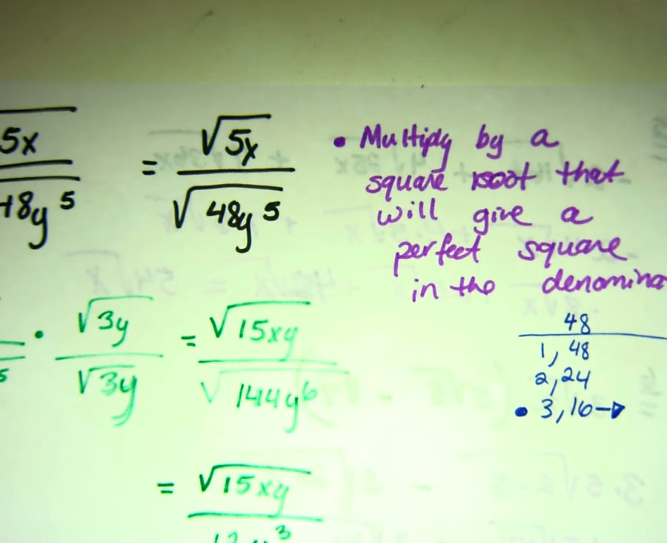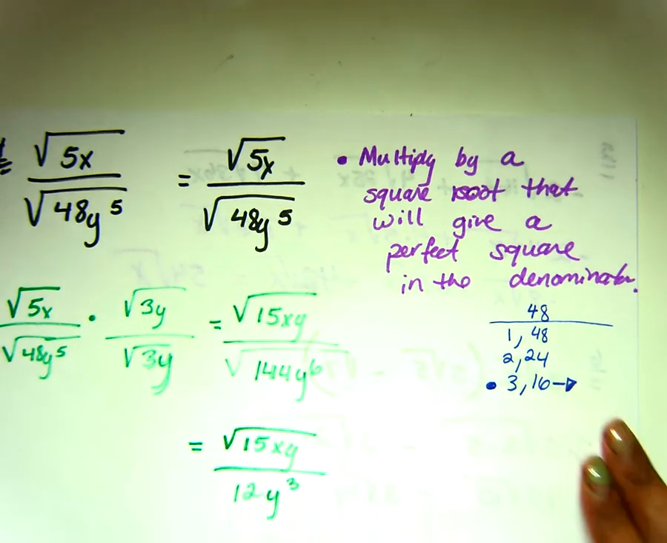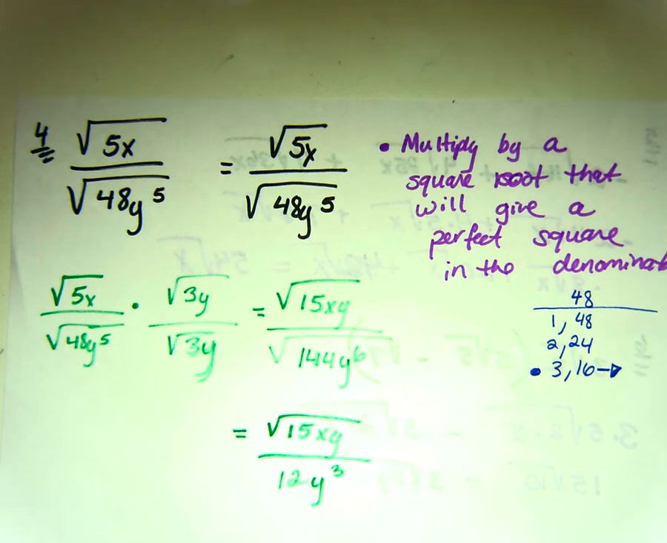Here goes a few more items. So I'm going to have to do quite a bit of zooming in and out on this one. Okay. So you have the square root of 5x divided by the square root of 48y^5.